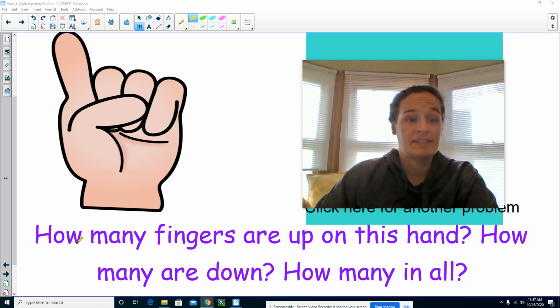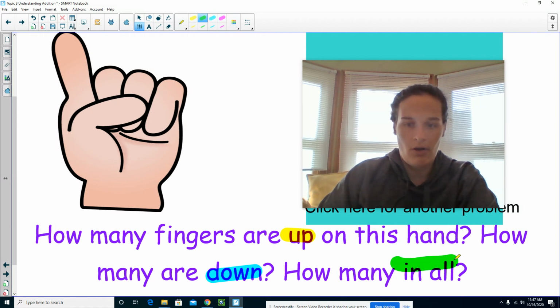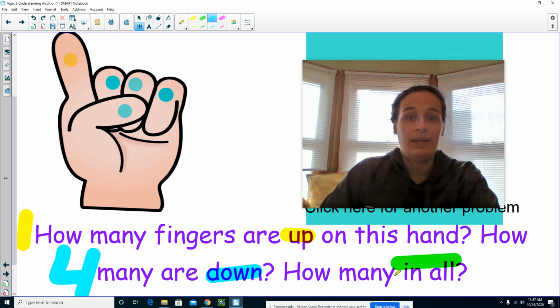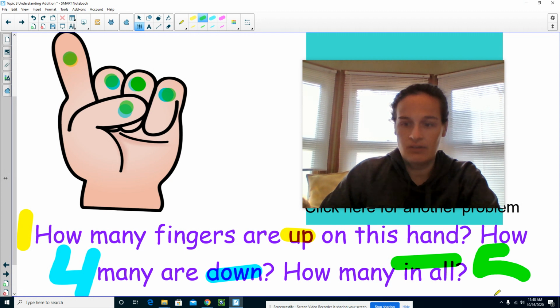Our problem of the day says how many fingers are up on this hand, how many are down, how many in all. Let's go ahead and start by counting the fingers that are up. 1. So there is one finger that is up. Now it says how many are down. 1, 2, 3, 4. How many in all? 1, 2, 3, 4, 5. There are 5 fingers in all.